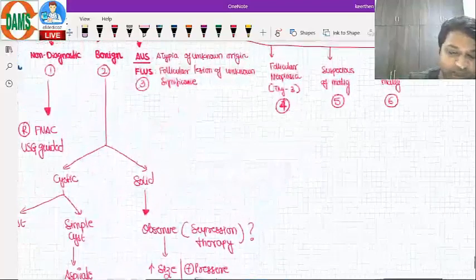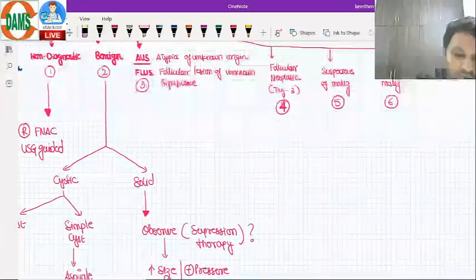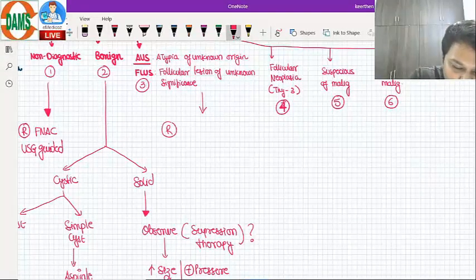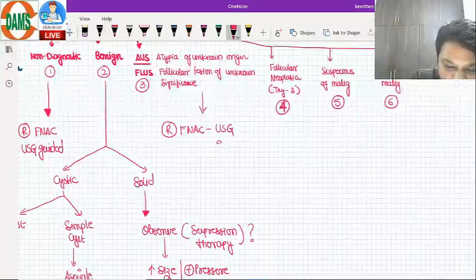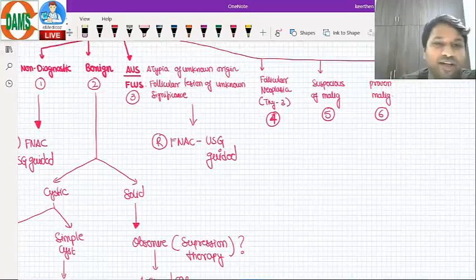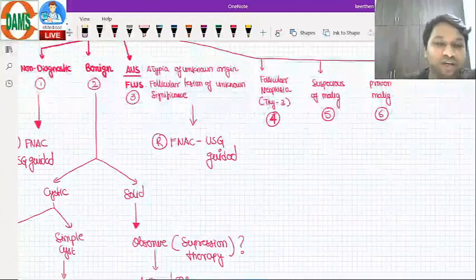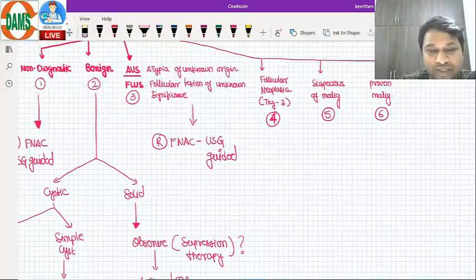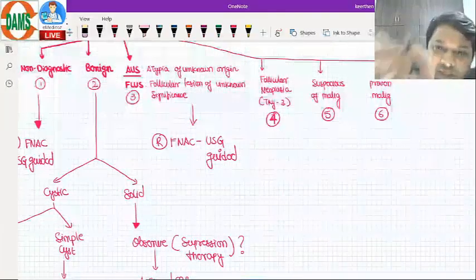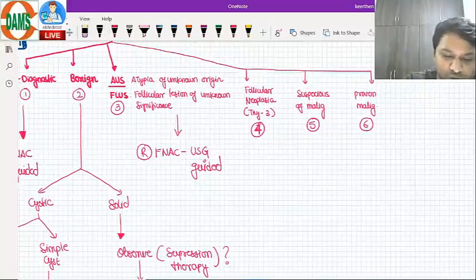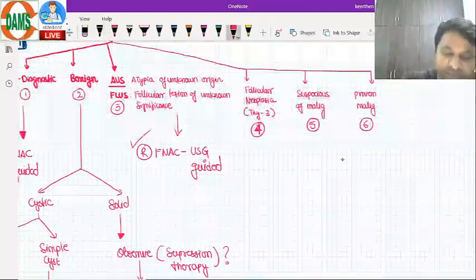Now, if you have atypia of unknown origin or follicular lesion of unknown significance, you are going to repeat FNAC, this time again USG guided. Sometimes when you have multiple nodules, your pathologist will have taken the biopsy from a non-significant nodule or the nodule which has less changes. So under the ultrasound guidance, you will see the nodule which has maximum changes and your pathologist will take the biopsy from right across there.